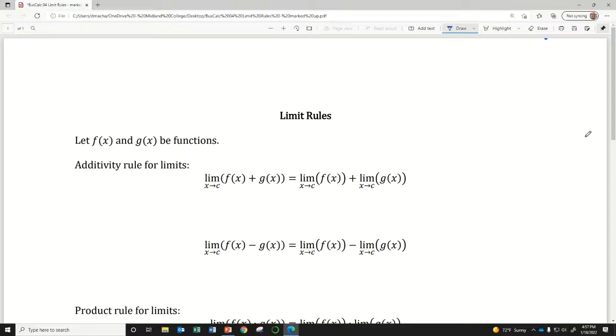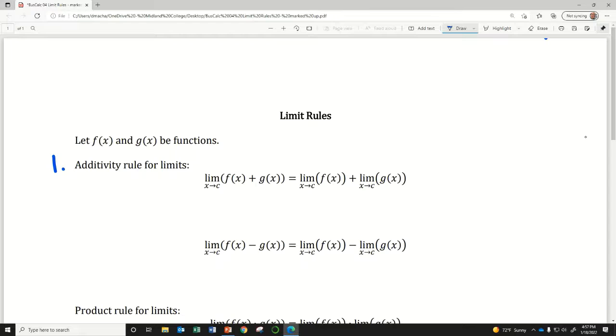Hi everyone. In this video we're talking about just a few rules that apply whenever you're taking limits. I think this is going to be a pretty straightforward video. So number one, we have the additivity rule for limits.